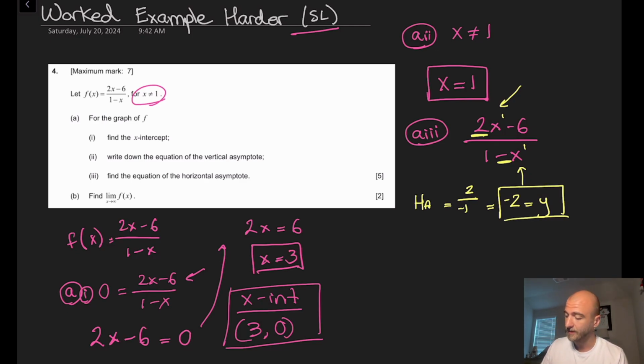That's it. I'm going to skip part B for this one, solving for the limit of f of x. The only reason I'm going to skip it for now is because that's not in the functions unit. That's a calculus topic, topic 5, which we're going to cover in a future series. So let's leave it at that for now. 5 points in the bag.